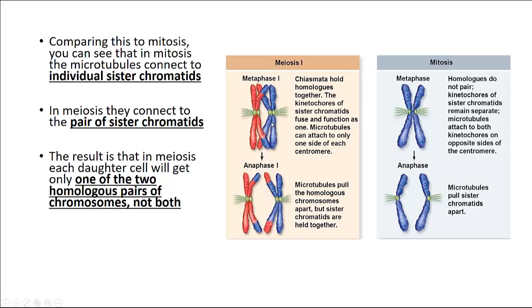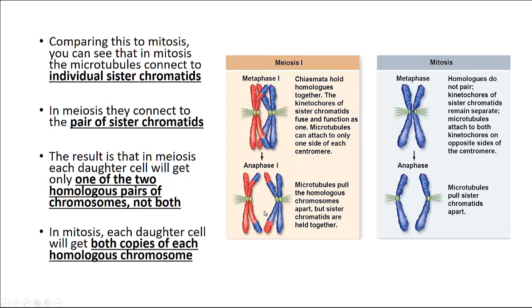In mitosis, we separate so that we get both red and the blue. In meiosis, we separate so that we get only the blue or the red, but not both. And so what this means is that we end up going from diploid to haploid. Now, I know this is probably not making sense just yet.